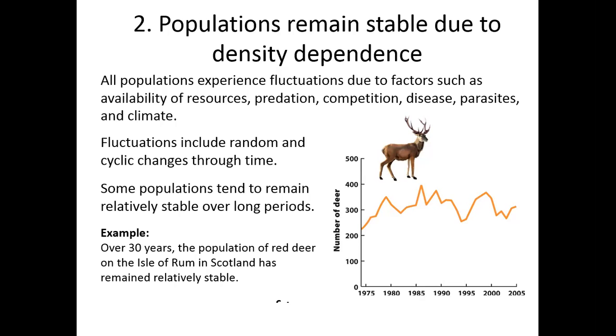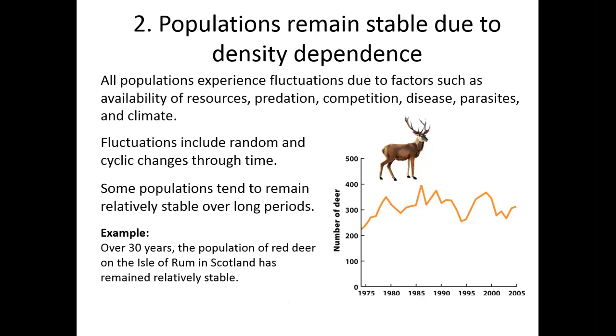So this little graph shows you the dynamics of the population of red deer on the Isle of Rum in Scotland, and notice that the carrying capacity is around 300. Sometimes it's above, sometimes it's below, but it's never far from 300. And you can't really say that these fluctuations are wild or that they're regular. There's no oscillating pattern here, no sine wave.